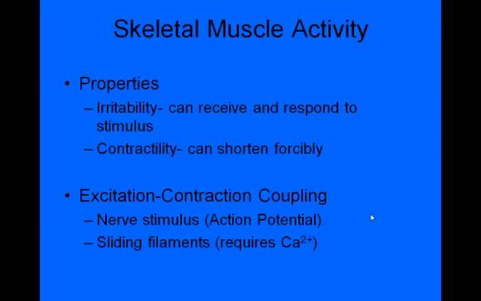Next, let's look at the properties of skeletal muscle. You have irritability. That means they can receive and respond to a stimulus. Contractility. They can shorten forcibly. Excitation-contraction coupling. This is where you get a nerve impulse, which is going to be an action potential, and you're going to have sliding filaments, which are going to require calcium.